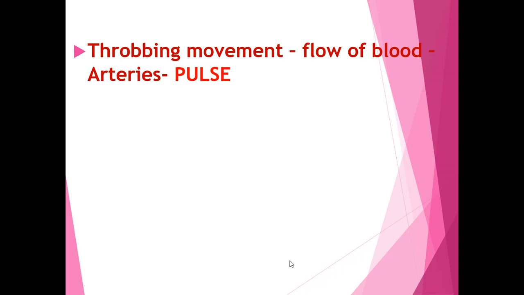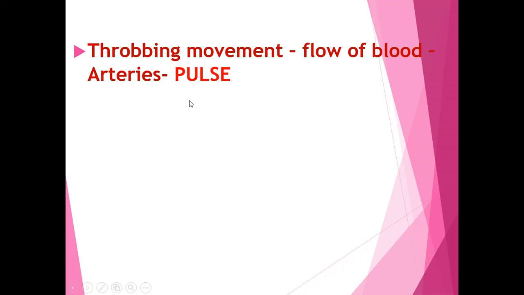The throbbing movement caused by the flow of blood in the arteries is called pulse. So you can see the pulse, that is the throbbing movement which is caused due to the flow of blood in the blood vessel. That is, flow of blood in the blood vessel causes some movement which is called pulse.